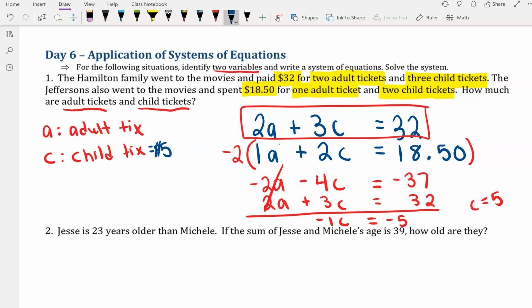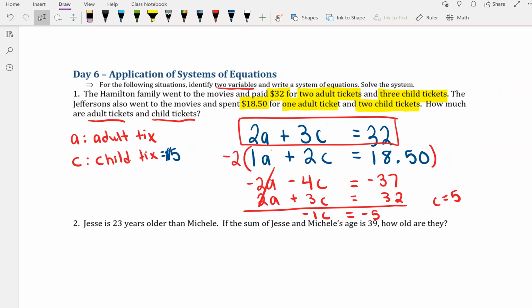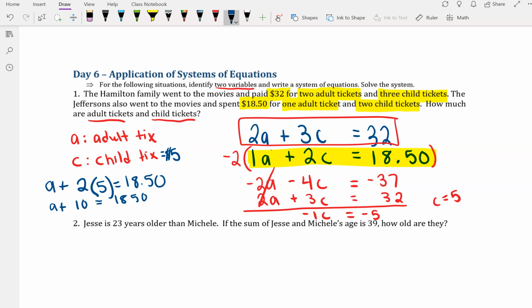Once we know how much the child tickets cost, we can plug back into one of the equations to find how much the adult tickets cost. I'm just going to plug into this equation because it's got 1A, so there's a little less solving that we have to do. So A plus 2 times C, which we now know is 5, is going to be 18.50. A plus 2 times 5, which is 10, equals 18.50. Then we subtract 10 from both sides. We get A equals 8.5, or $8.50.